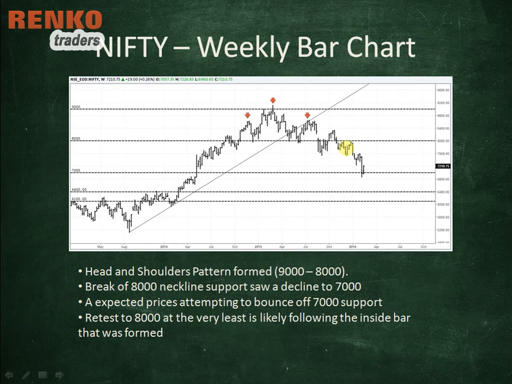Now applying these levels onto a weekly bar chart, what we see is a head and shoulders pattern that was formed near the 9000 level and 8000 level. And this basically broke down after the support at 8000 gave way, and we see prices trading near the 7000 level. Obviously the bounce is expected at this level, and as in most head and shoulders patterns, we usually see a bounce back to retest the neckline.